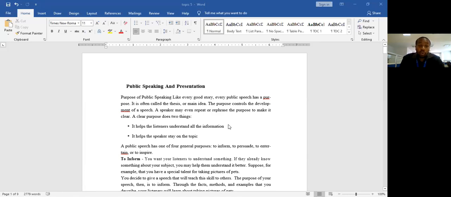The purpose also helps the speaker to stay on the topic, not to divert or think of something else, but to stay focused on the topic. So a public speech has one of four general purposes. Number one, the main purpose of a public speech is to inform.